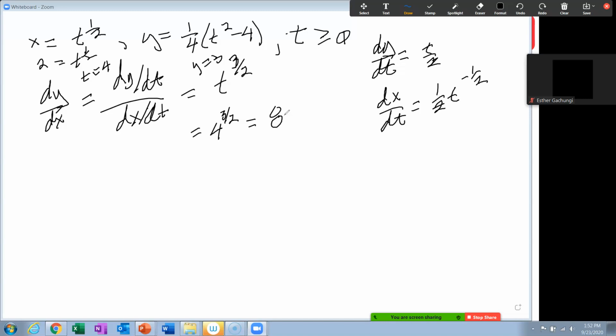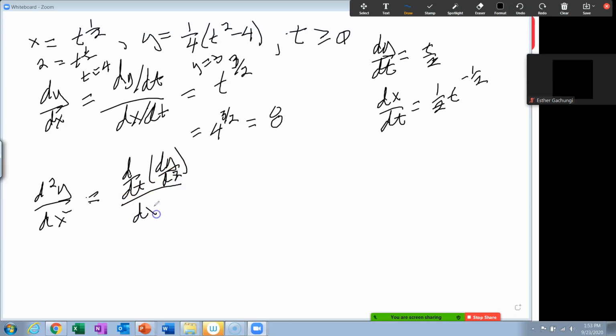We got 3 minutes left. Let's see if we can calculate d2y dx squared, and that will give us the concavity. So d2y dx squared would be d by dt of dy dx, okay, over dx dt.